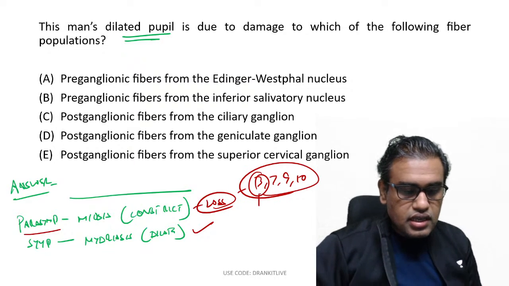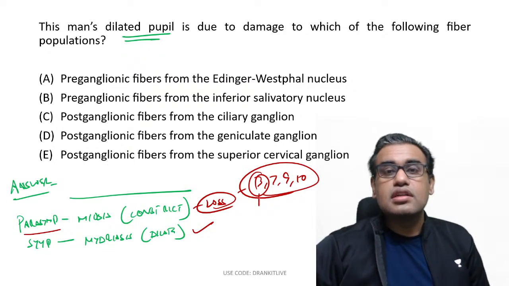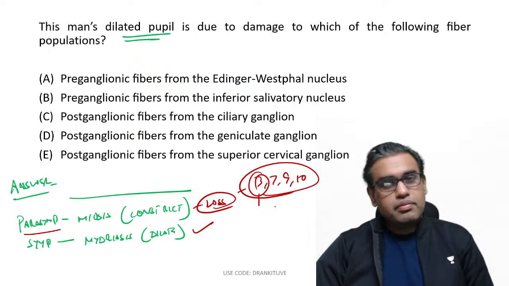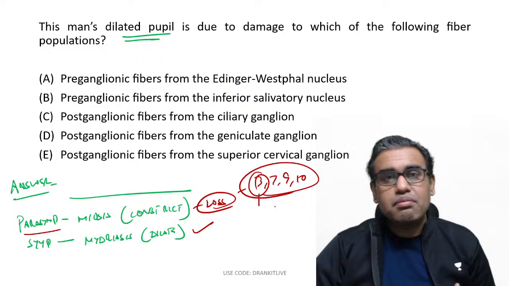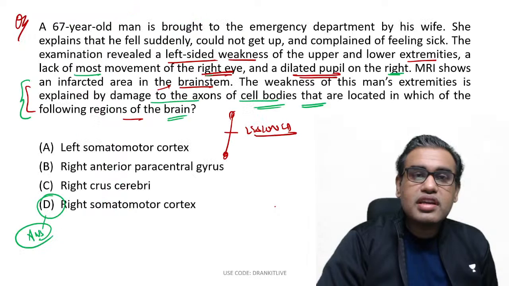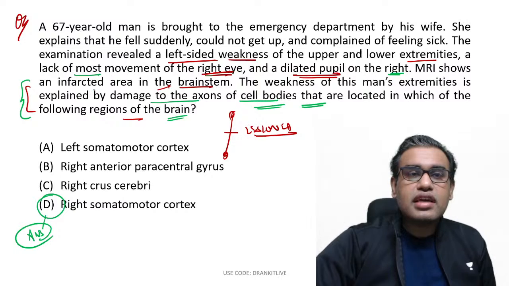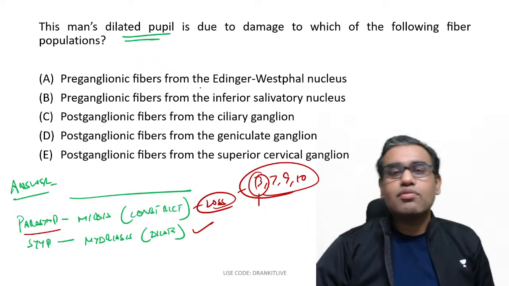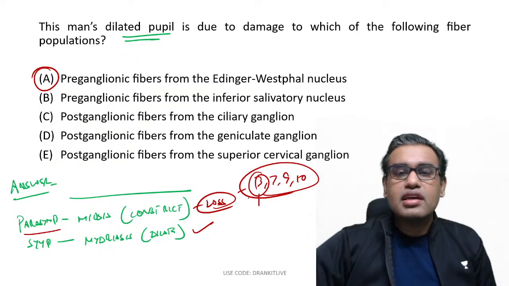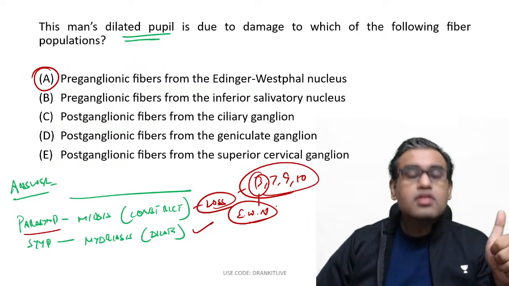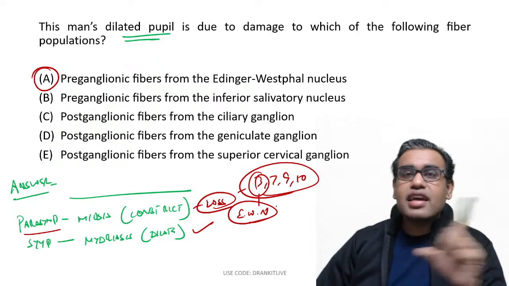Very good. Haren, you are going with C. No. C is postganglionic fibers from the ciliary ganglion. They are apart, but where is the location? Location is the brain stem. Read the whole question. The infarcted area was in the brain stem. Ciliary ganglion you won't find in the brain stem. What you will see here in the brain stem is your Edinger-Westphal nucleus. Can you understand it? What you see in the brain stem is not the ciliary ganglion.